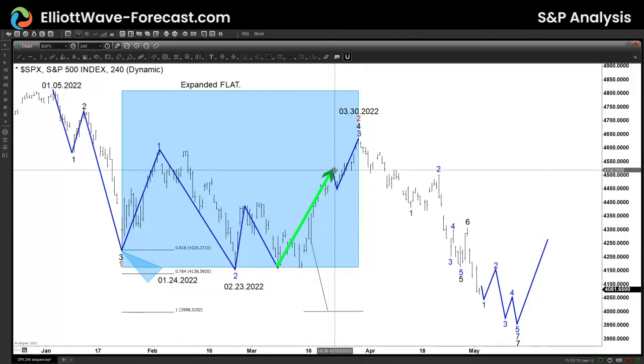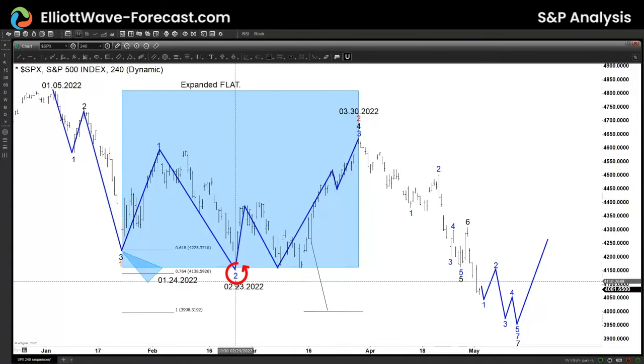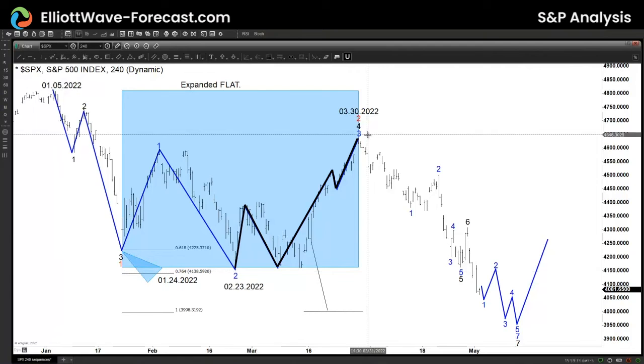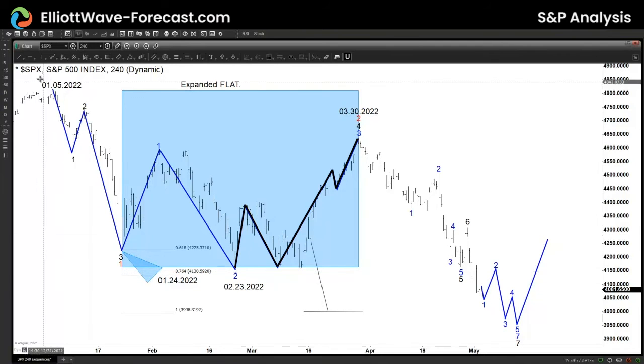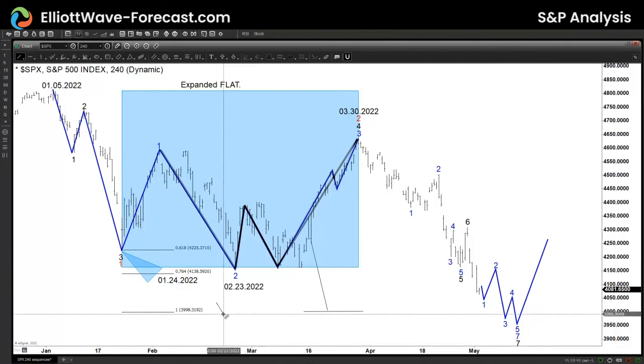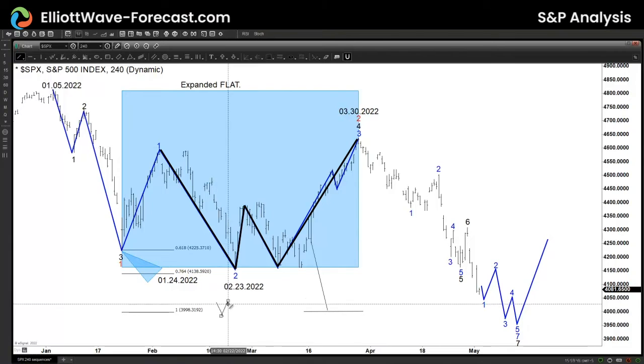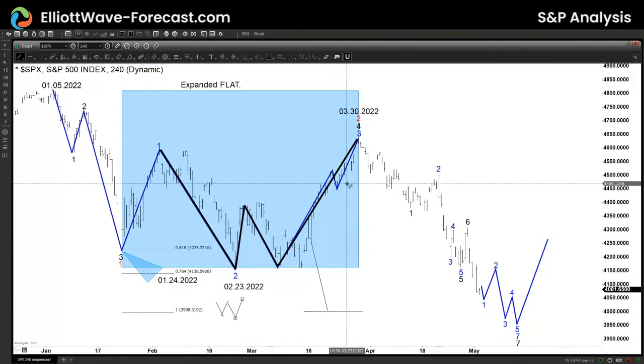At that stage, the Wavers technically have 3 options. Either you call the correction completed here and start a new cycle to break the highs, or you call an expanded flat, or you put the W at this level in case you want to be bearish, and you call it lower.